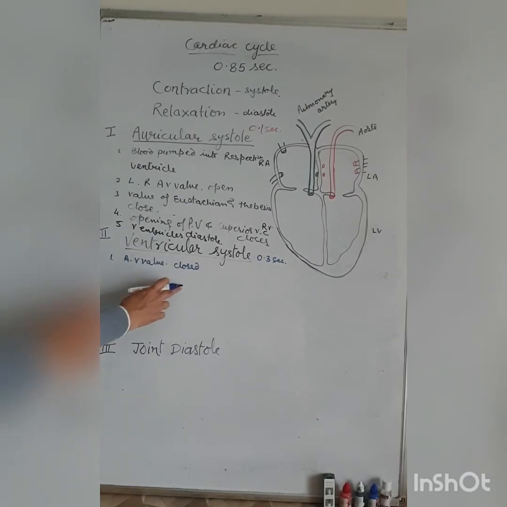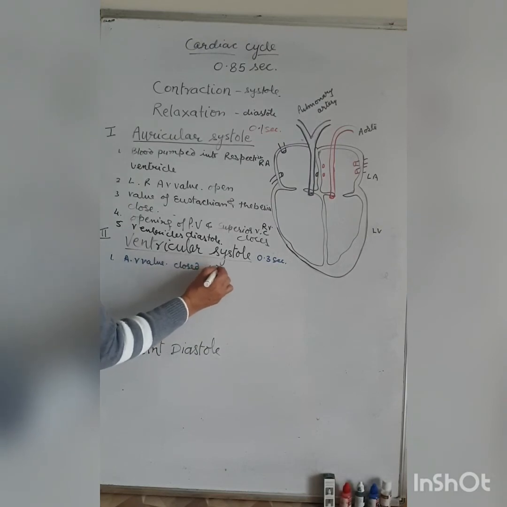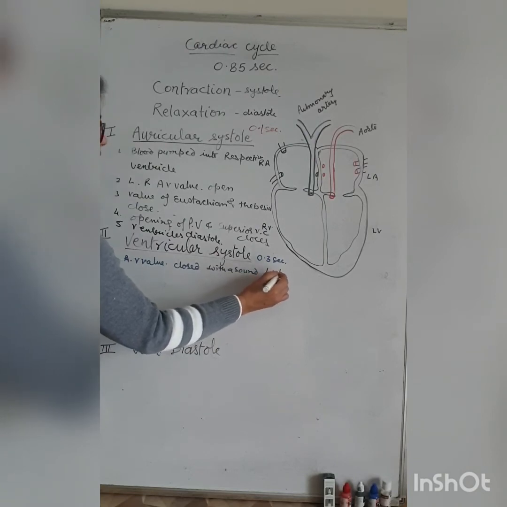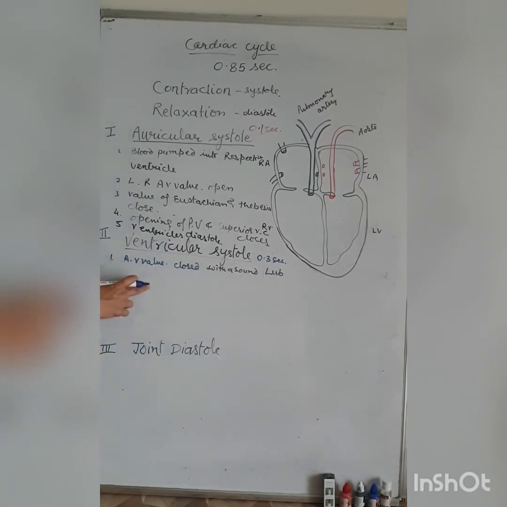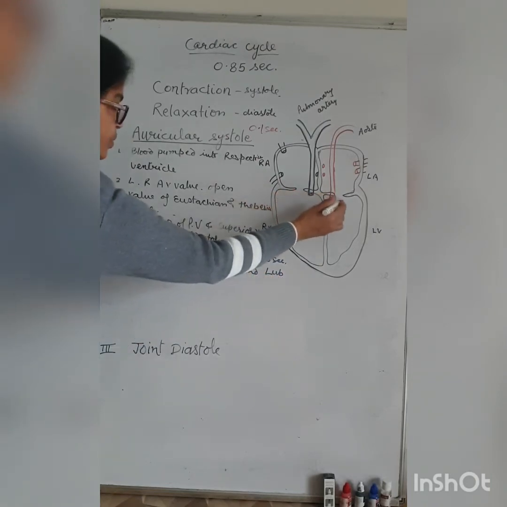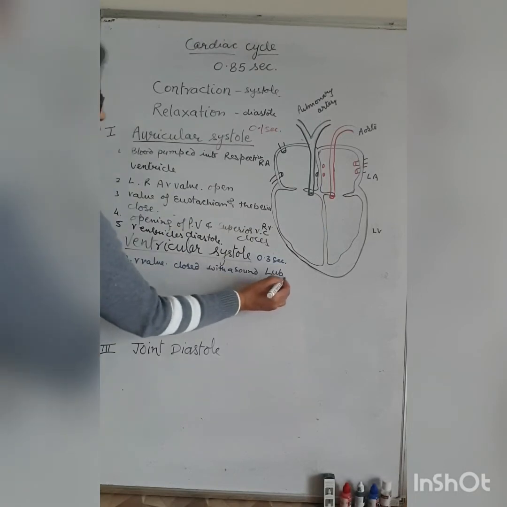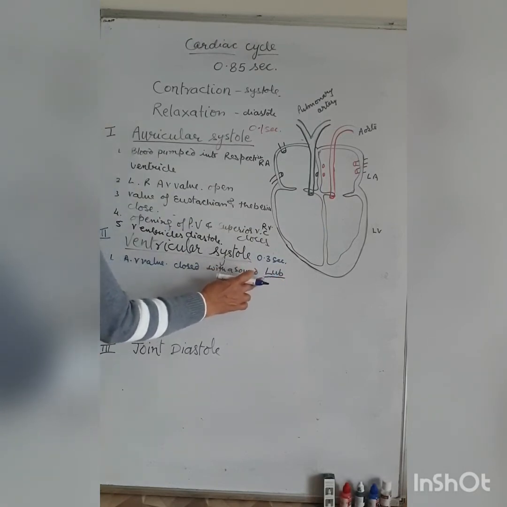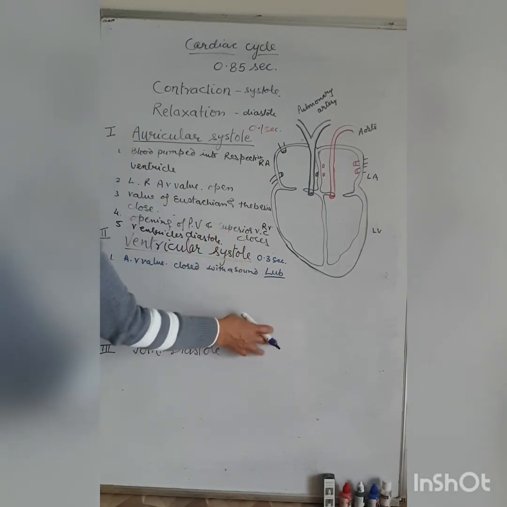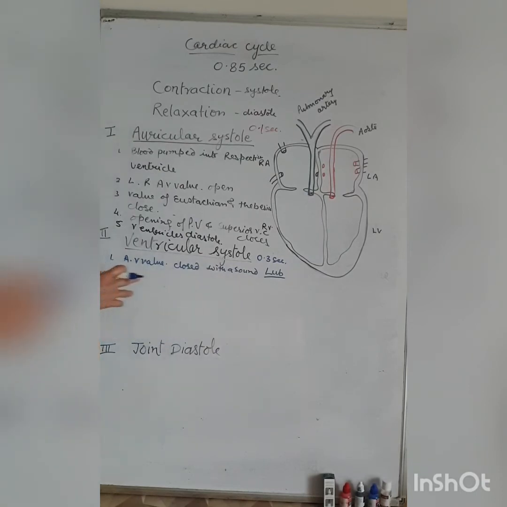It closes with a sound, the lub sound. So when the atrioventricular valve closes, it makes the sound lub. When the heartbeat is measured, we listen to the two sounds, lub and dub, that we are discussing now. The first sound, lub, is produced.